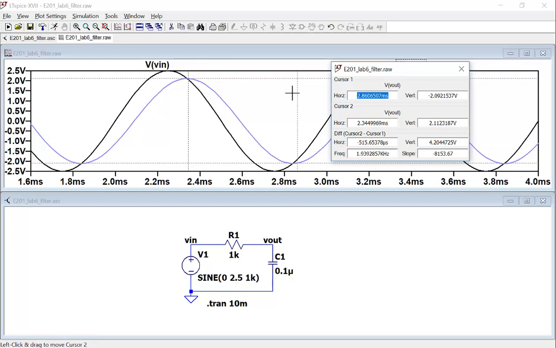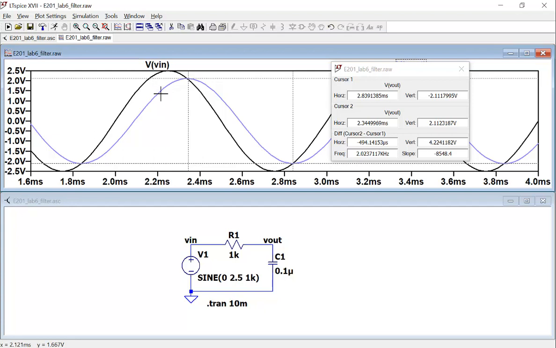Which are supposed to look at. So I put my cursor here, right? Is that VPP? I put one at the peak and the bottom here, right? I'm trying to measure the VPP of the output.